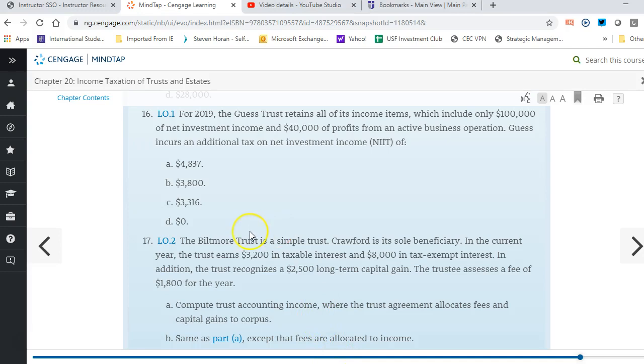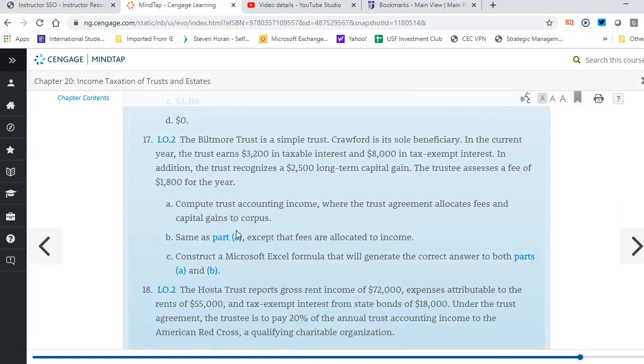Okay, the next question is question 17. It says here the Biltmore Trust is a simple trust. Crawford is the sole beneficiary. In the current year, the trust earns $3,200 taxable interest and $8,000 in tax-exempt interest. In addition, the trust recognizes $2,500 long-term capital gain. The trustee assesses a fee of $1,800 for the year. Compute trust accounting income. The trust agreement allocates fees and capital gains to corpus.